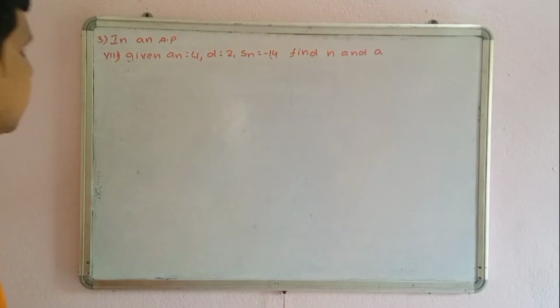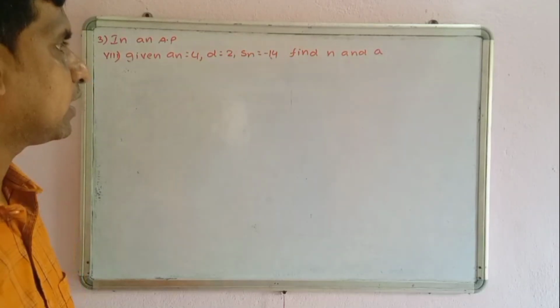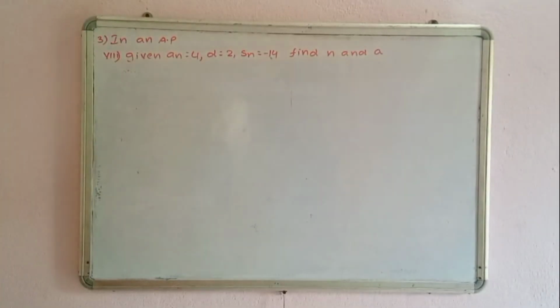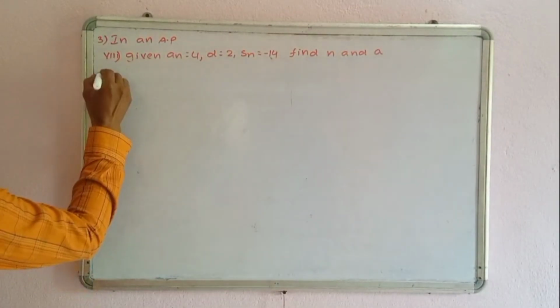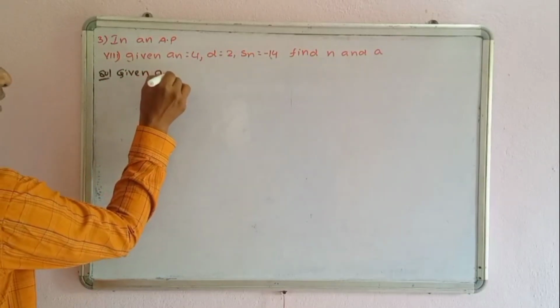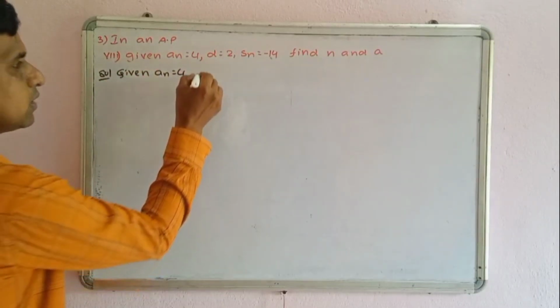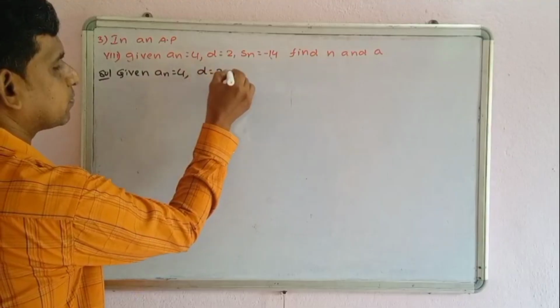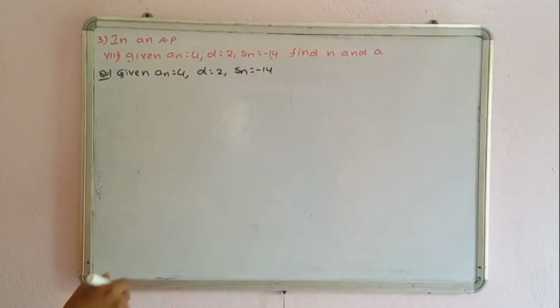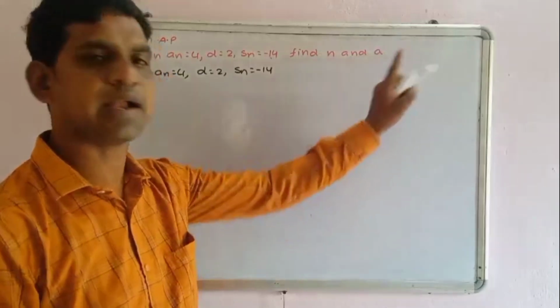Problem 8. Given an equals to 4, d equals to 2, Sn equals to minus 14. Find n and a. See here. Given, what is given? an equals to 4, d equals to 2, Sn equals to minus 14. Okay. So now we will find the value of n and a.